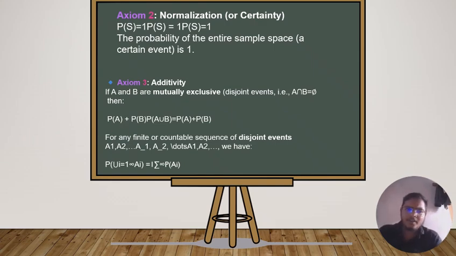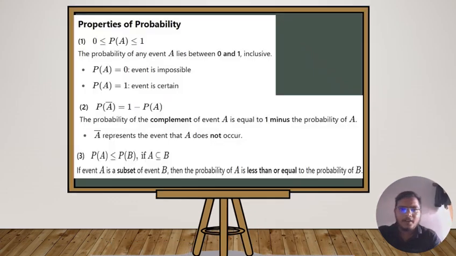For any infinite countable sequence of disjoint events A1, A2, and so on, we have P of the union equal to the sum, as shown in the formula. And next we have to discuss the properties of the probability.